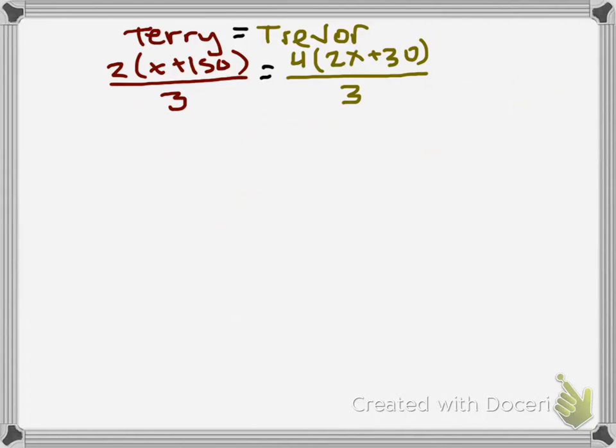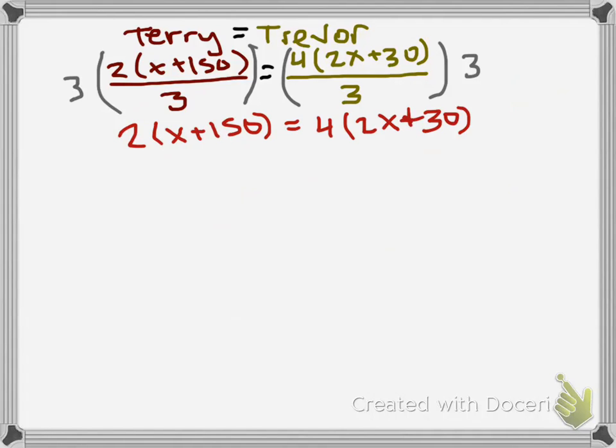So we're dividing by 3 on both. We do the inverse operation of multiplying by 3 to both sides. When I do this, that denominator goes away and I'm left with my numerators. Now I can distribute these out and think about this first one as 2 groups of x plus 150. So 2 groups of x would be 2x, and 2 groups of 150 is 300.